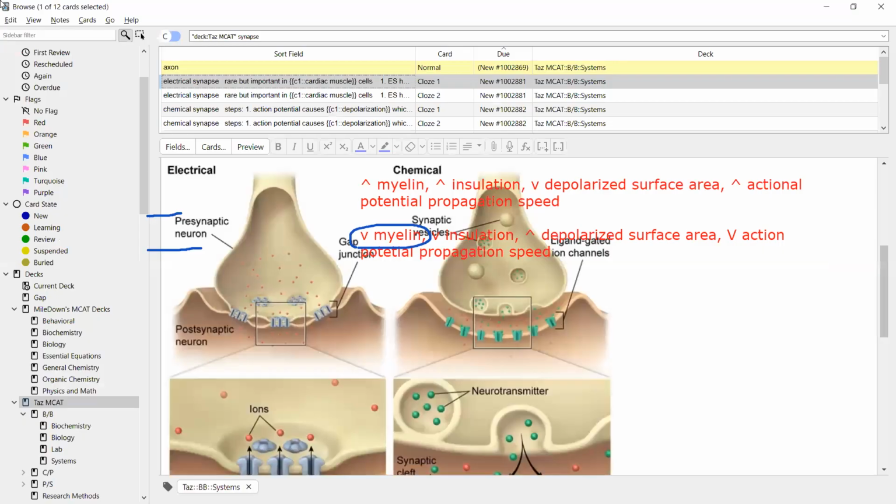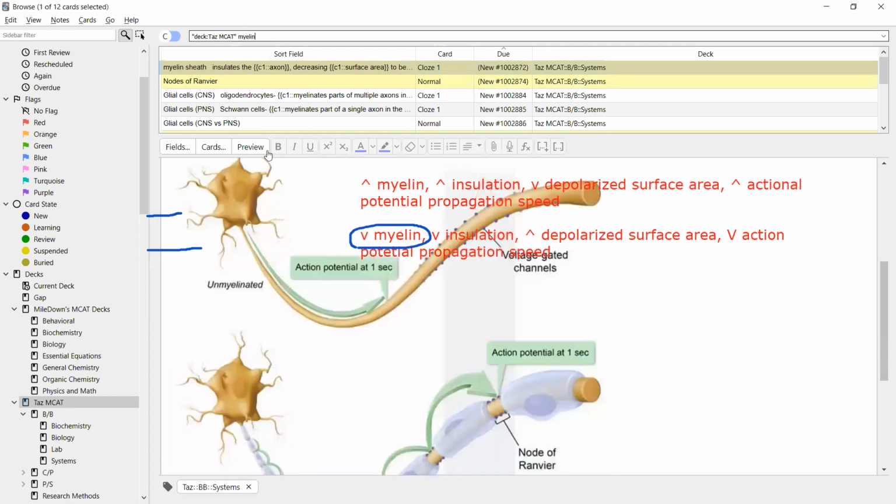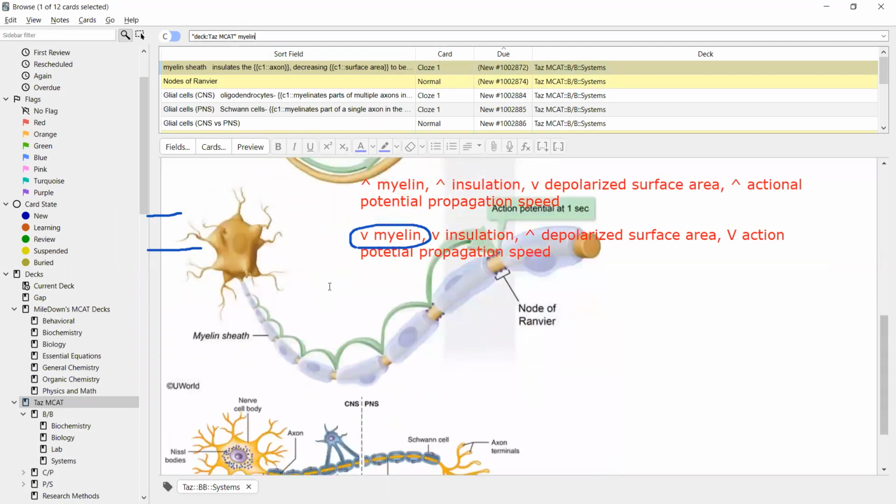If we go back and look at the neuron, what was it called? Myelin. If we go back and look here, this is the myelin sheath that's allowing for this hopping, for this jumping of the signal.